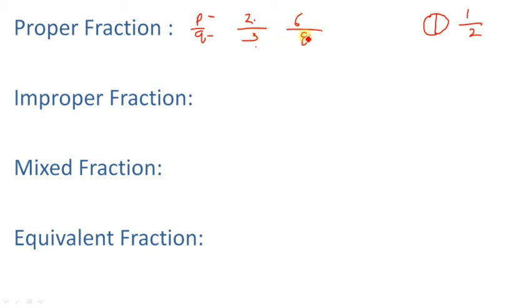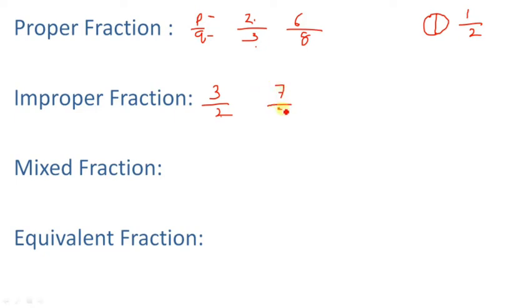Now, what is an improper fraction? An improper fraction is just the opposite of a proper fraction. Suppose I write 3 by 2. Here the denominator is smaller and the numerator is greater, so this is an improper fraction. Now suppose I write 7 by 4. This is also an improper fraction.